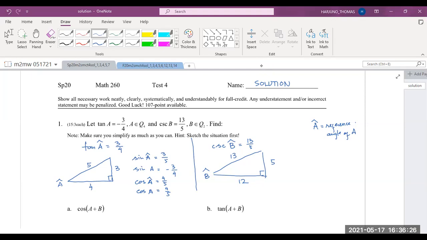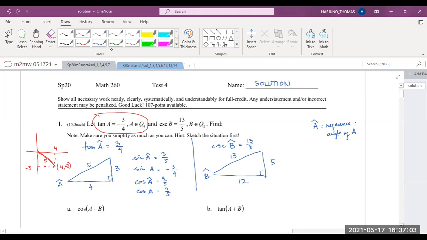The other alternative, let's go back to tangent A equals negative 3/4, A is in quadrant 4. The other alternative is to draw the angle A in quadrant 4. Tangent negative 3/4 means the y is negative 3, the x is positive 4, and the hypotenuse is still 5. So this is the point 4 comma negative 3. Now, if you see there, then the sine will be negative 3.